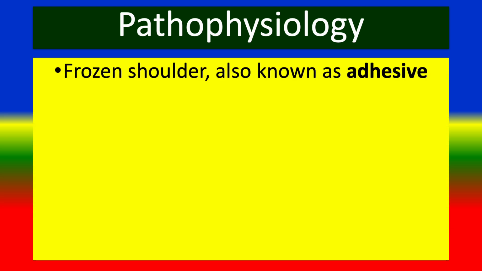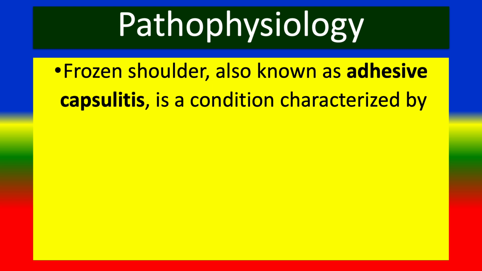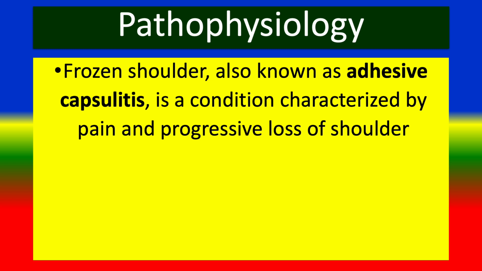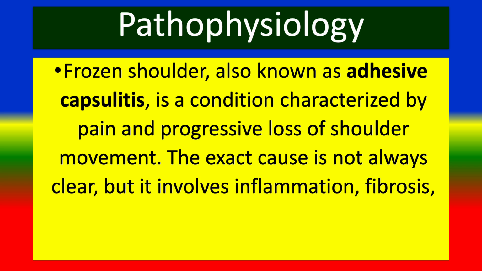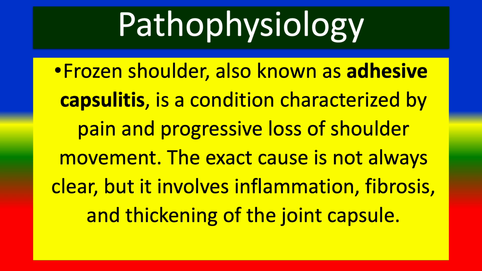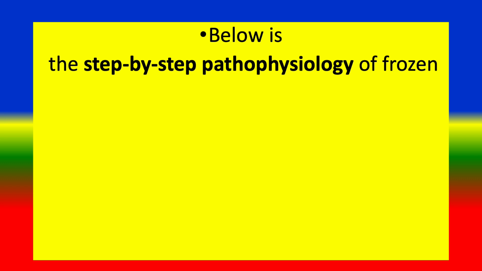Pathophysiology. Frozen shoulder, also known as adhesive capsulitis, is a condition characterized by pain and progressive loss of shoulder movement. The exact cause is not always clear, but it involves inflammation, fibrosis, and thickening of the joint capsule. Below is the step-by-step pathophysiology of frozen shoulder.